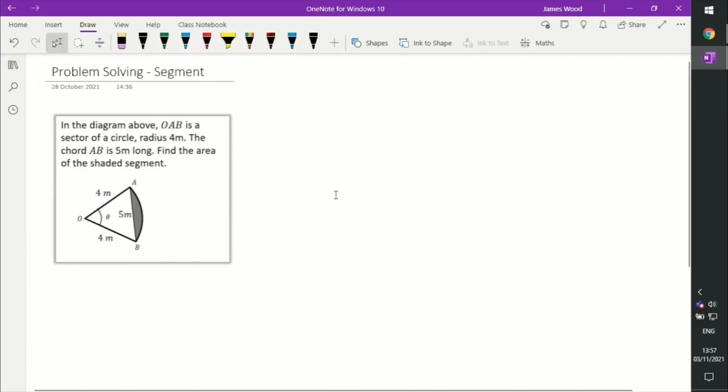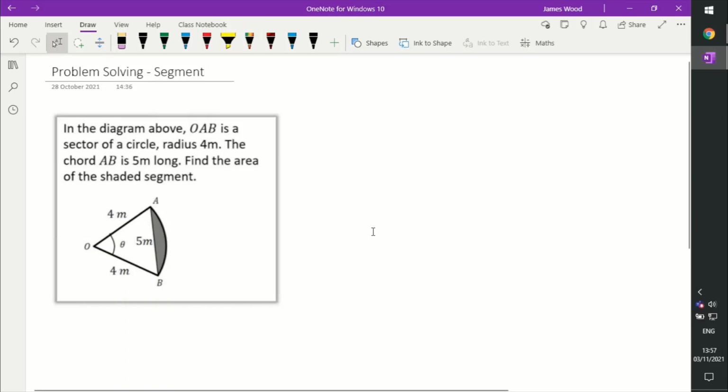Okay, here's a different segment problem. So it looks the same sort of diagram. We know that the radius is 4 meters. And we know that this chord here is 5 meters long. We've got to find the shaded area. Now the problem here is we don't know the angle, so we've got to try and work that angle out. Now again, we could use the cosine rule, so we could look at this triangle OAB and use the cosine rule to find this angle here.